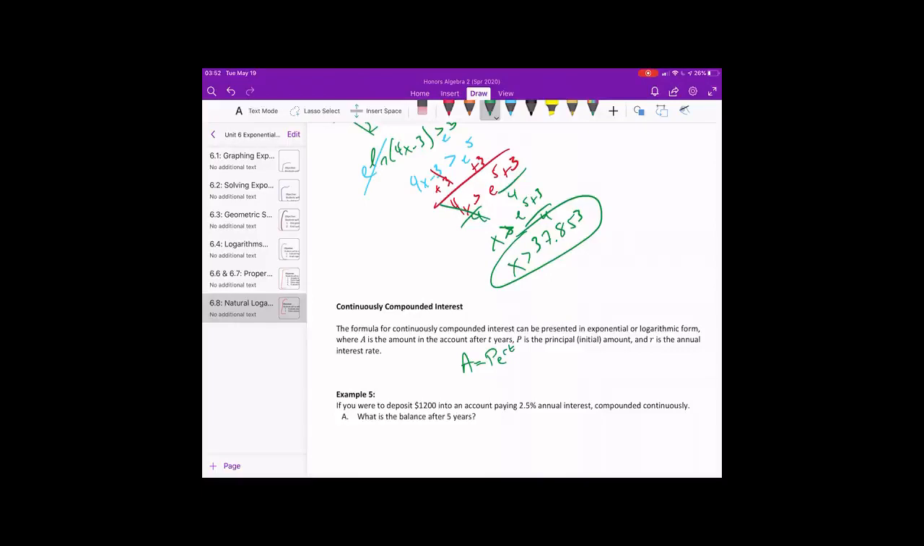P is the principal, which is our initial amount. R is the annual rate. And of course, our rate will be changed to a decimal. And so let's look at example 5.